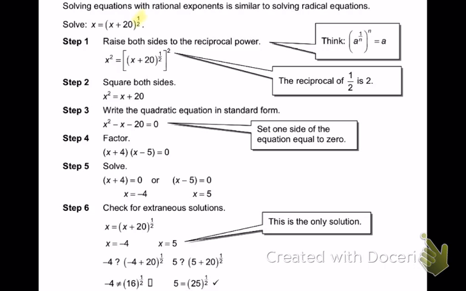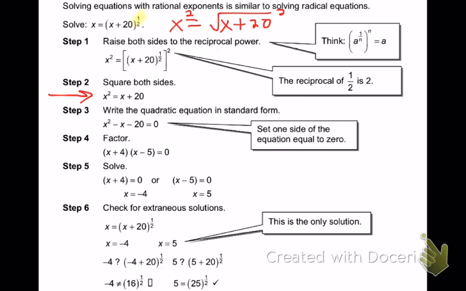For example, what's the same thing as a 1/2 power? A square root. Yeah. So this is the same thing as saying x equals the square root of x plus 20. Now, what undoes a square root? A square term. So I square both sides, right? What happens when I square both sides, I'm left with this right here. X squared equals x plus 20.